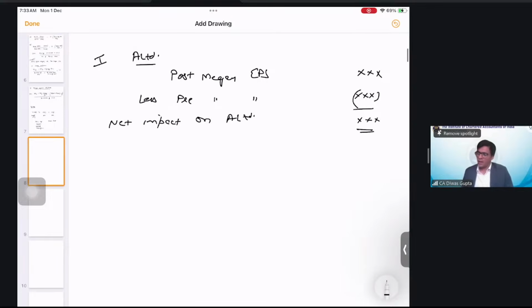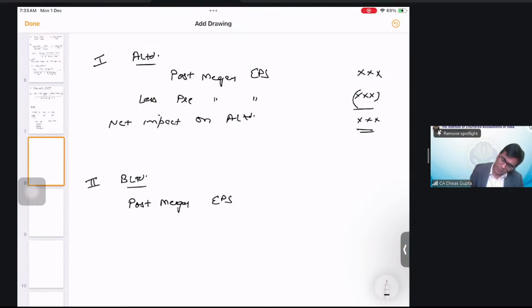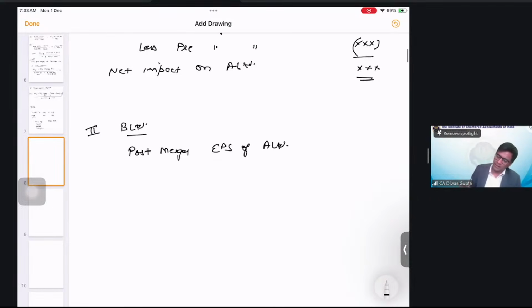Okay. Then for the other company, which is B Limited, students, here it will be post-merger EPS of A Limited. Why A Limited? Because B Limited has been dissolved now, right? So we'll take the post-merger EPS of A Limited and we will reduce the merger EPS of B Limited.